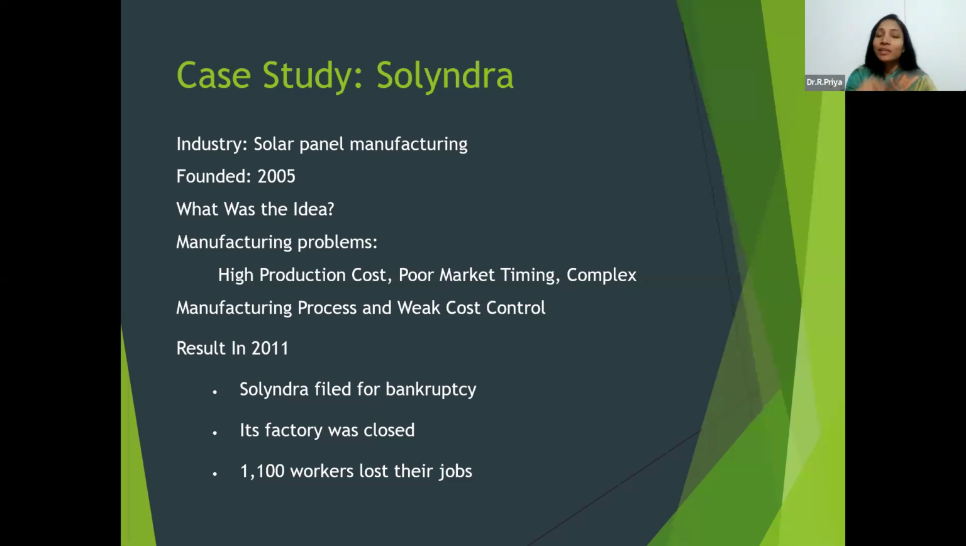Why am I highlighting the engineer's responsibility here? Because one wrong thing is poor market timing. When our product is being established in the market, that is not an engineering responsibility, that is the responsibility of the marketing team, right? But the production cost, the complex manufacturing process, the weak cost control, everything comes under the major responsibility of engineering. That's why I'm saying this is the responsibility of engineering.